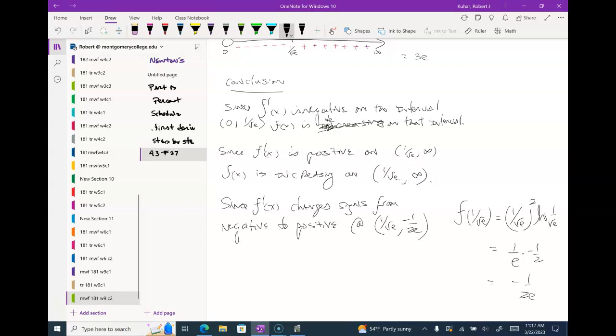To get the local min or max, I need to put the critical value from the first derivative into the original function to get the height of the point, right? So I'm using the sign table to check the derivative, but I'm using the original function to find the actual points, okay? Since f prime of x changes signs from negative to positive at that point, right, we know that point is a local min. Done.